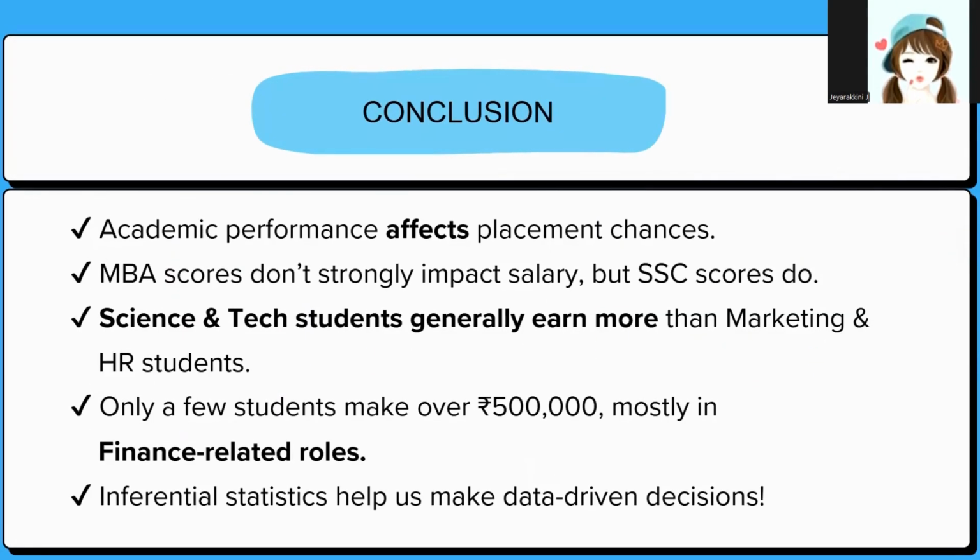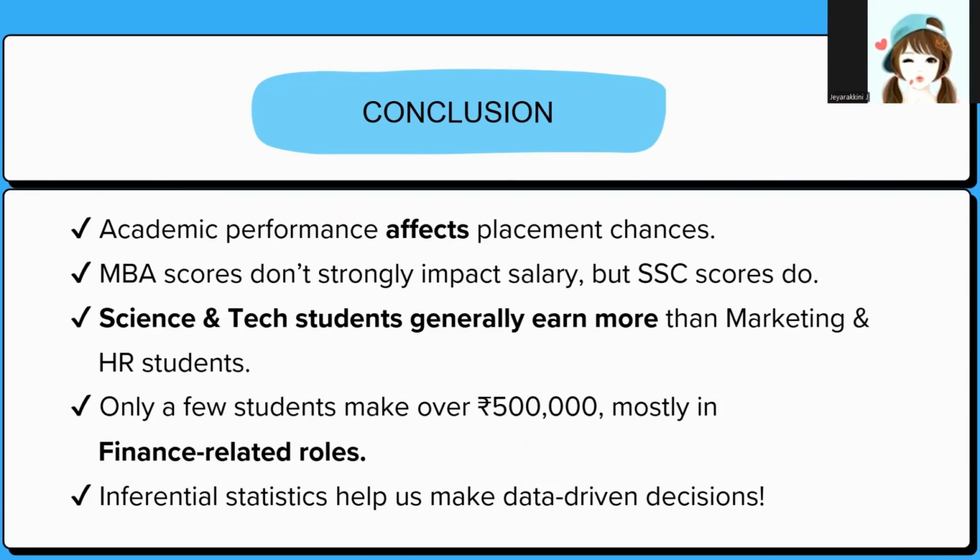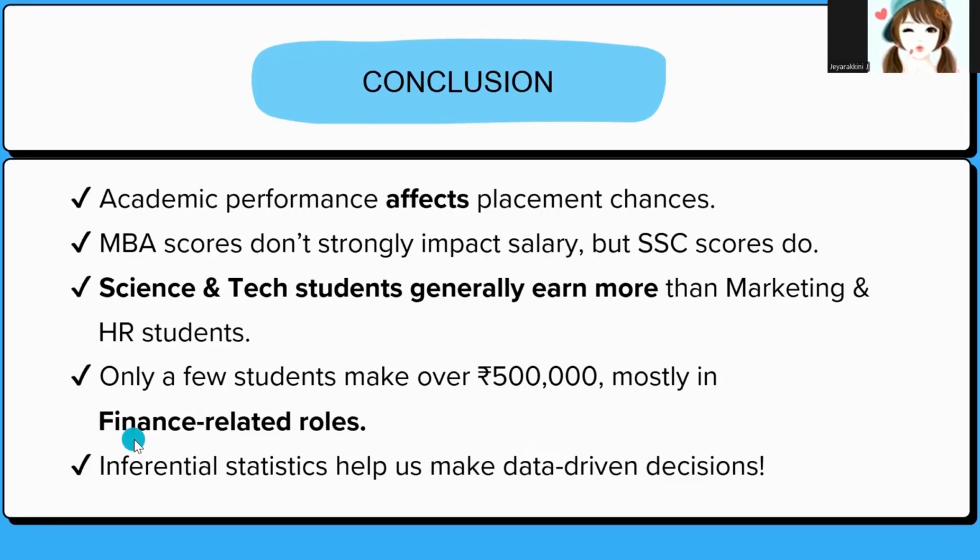Okay, all right, let's wrap it up. Let's see what are all the things we have learned from this data set. Our academic performance affects placement chances, and even the MBA scores don't strongly impact salary. Our SSC scores seem to do that, and science and tech students generally earn more than marketing and HR students. I mean, very few students make a salary of over 5 lakh, and mainly in finance related roles.